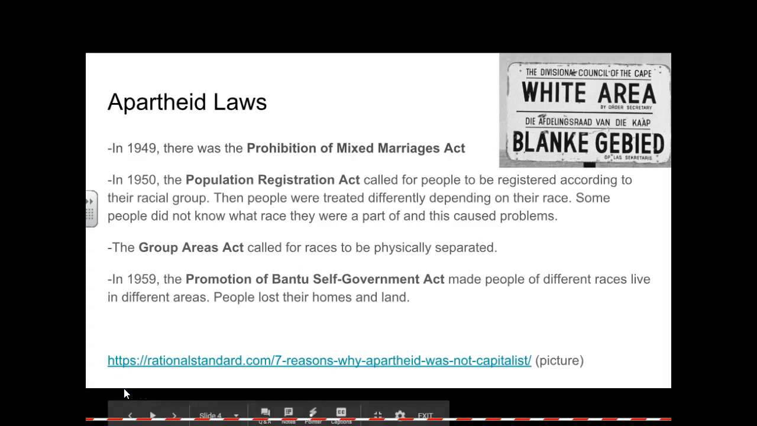Some of the laws were different acts. One was the Prohibition of Mixed Marriages Act. One was the Population Registration Act, which called for people to be registered according to their racial group, so they'd get treated according to what they were. And then the Group Areas Act, they had to be physically separated, like in urban areas. And the Promotion of Bantu Self-Government Act made people have to live in completely different areas than other races.